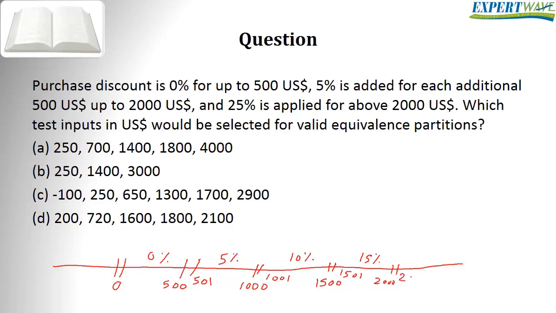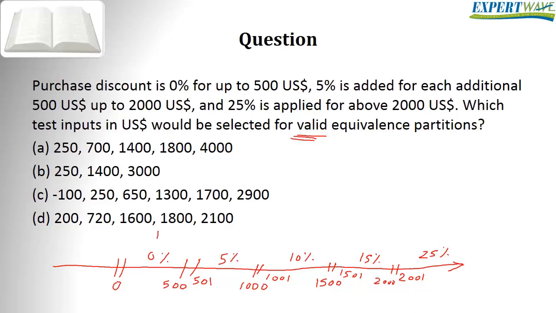And now for the following partition, 25% is applied for above $2,000. So from 2001 till the very end, we will get 25% discount. Let's look at the question they ask. They ask for valid equivalence partitions. So we will not care in this case about any invalid equivalence partition.